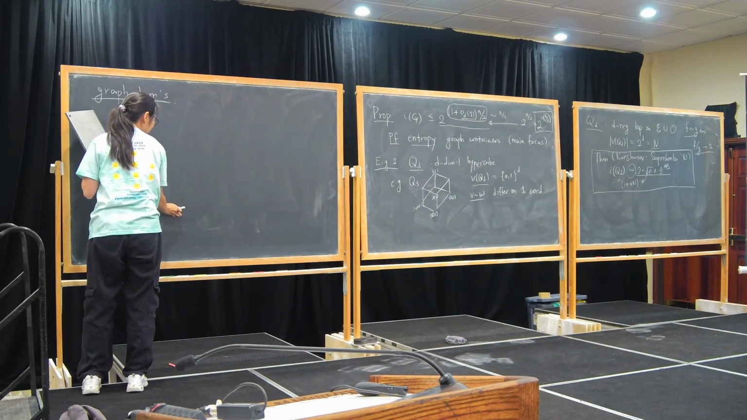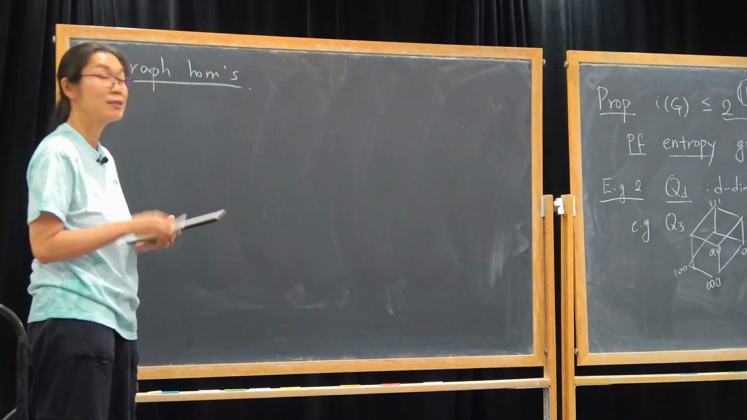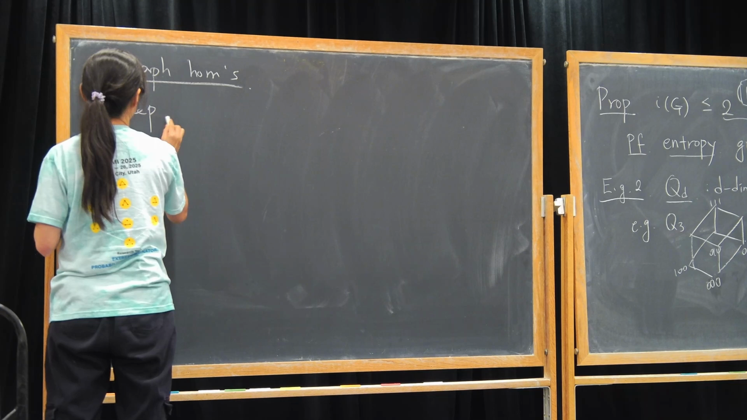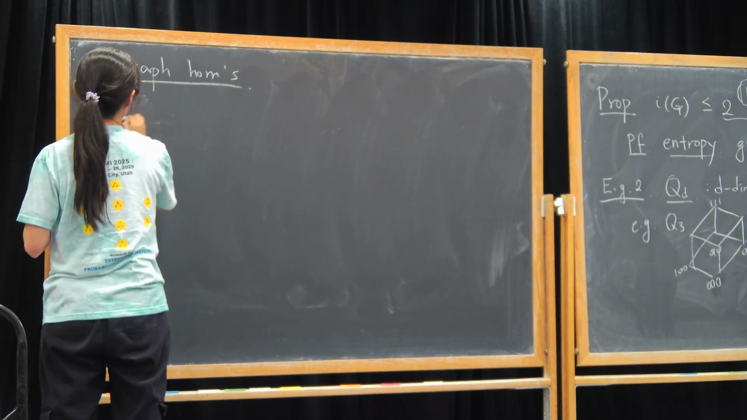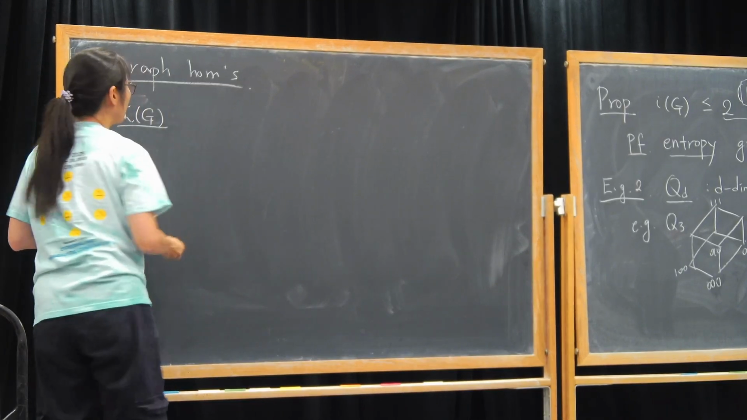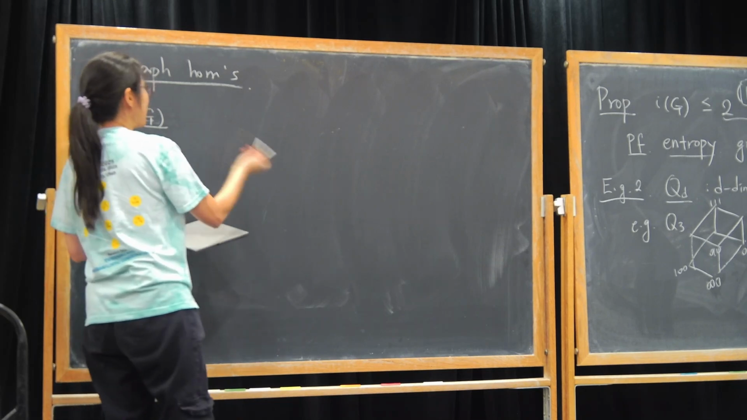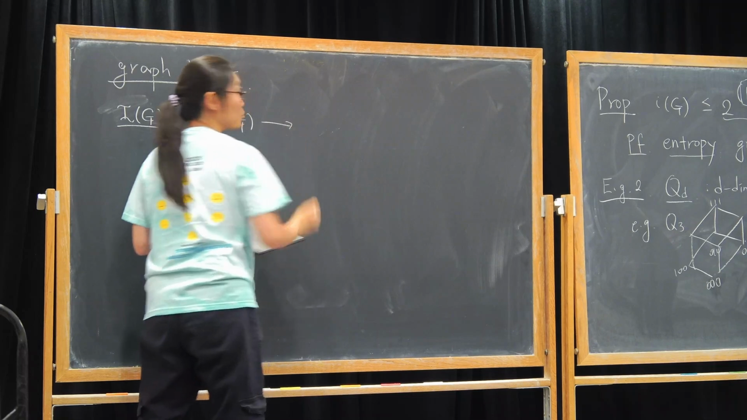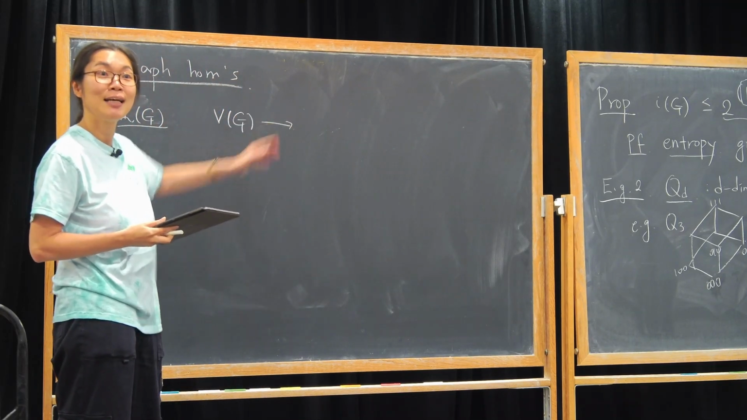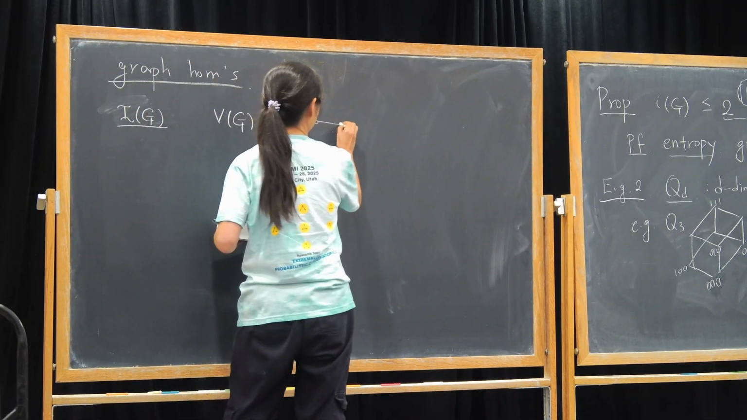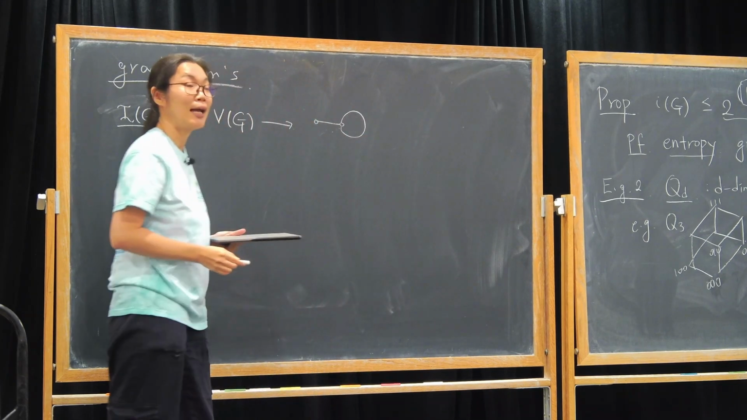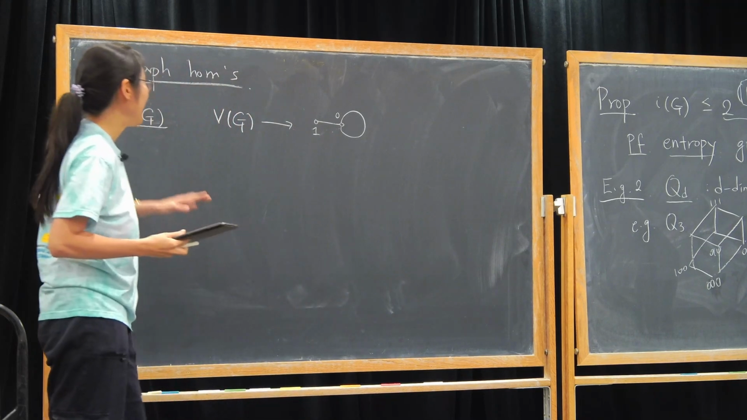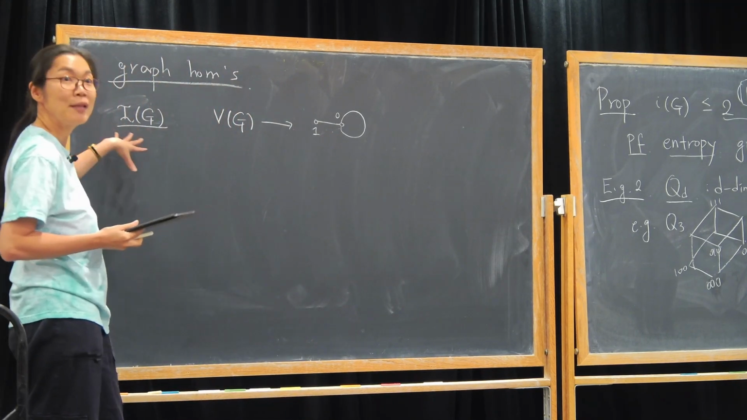So graph homomorphisms generalize several important notions in combinatorics. For example, if we have independent sets, let me say I(G), this can be represented as a graph homomorphism from the vertex set of G to some graph. And do we know what this graph is? This is a graph with one edge and one loop. And we can label them, this is 0 and this is 1. Then is it clear that this graph homomorphism gives us an independent set?